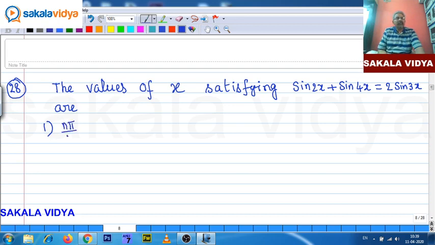The first option is n pi by 3. Second one is 2n pi plus pi by 4. Third option, n pi. Fourth one is n pi plus pi by 3.